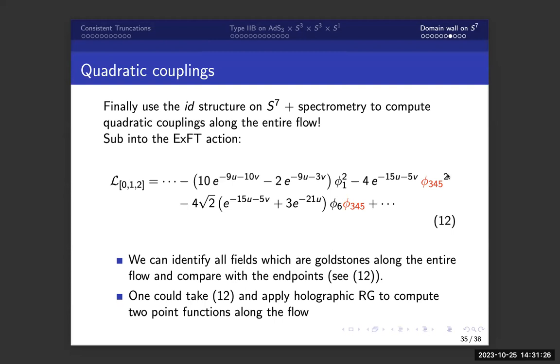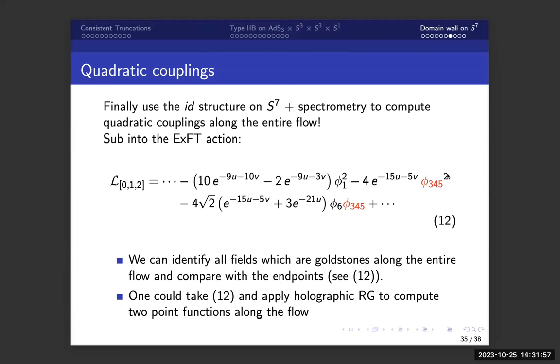And from this, we can in particular see, for example, by looking at the symmetries. Say this red field, this is really 3, 4, 5, which means that this is phi 3 plus phi 4 plus phi 5. And this is the only combination of these three fields that appears. And so you see that only one of them will be physical and 2 of them will be Goldstone. So 2 out of these 3 fluctuations will be Goldstones along the entire flow.